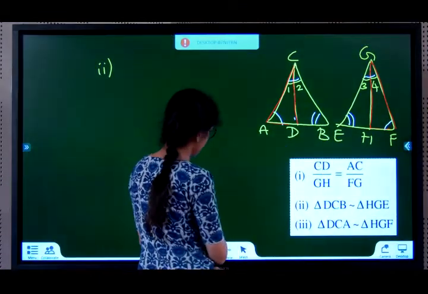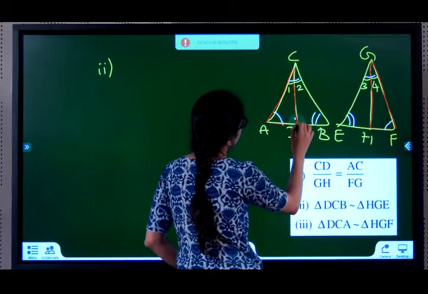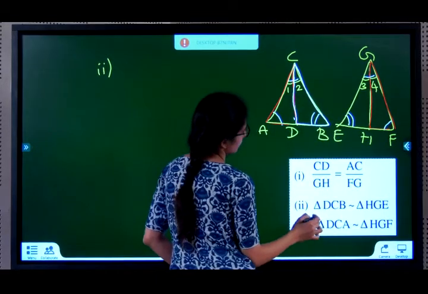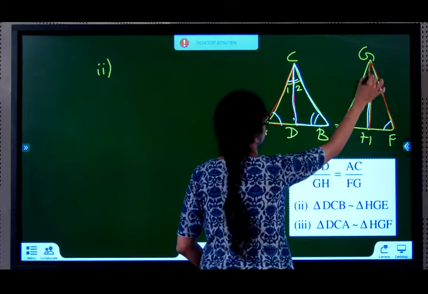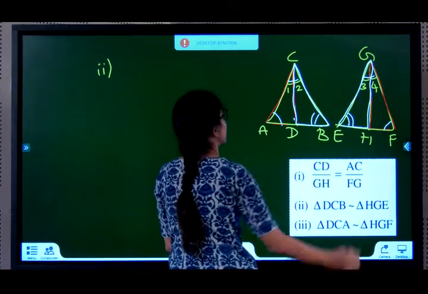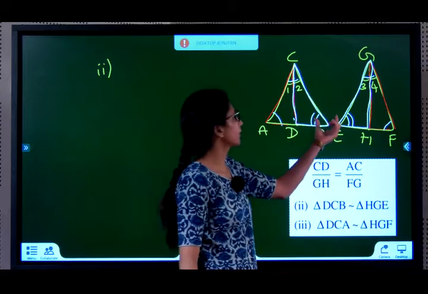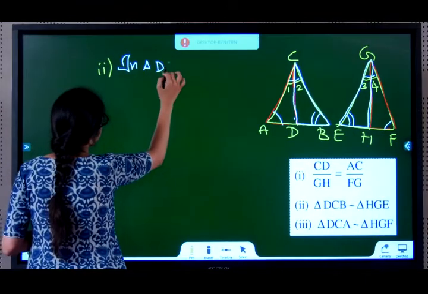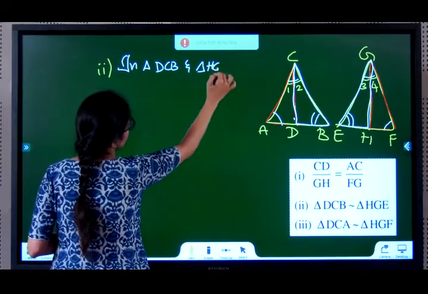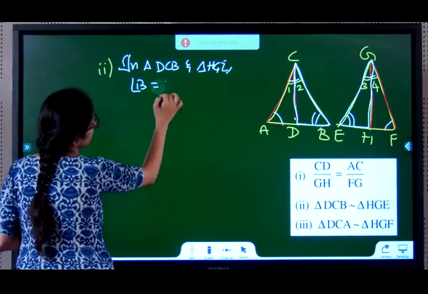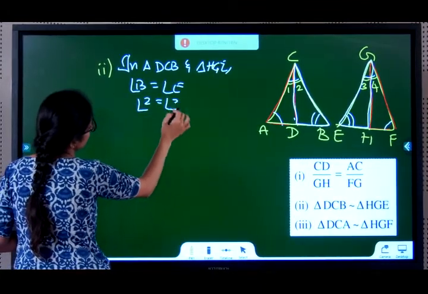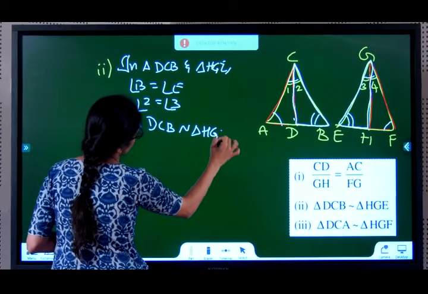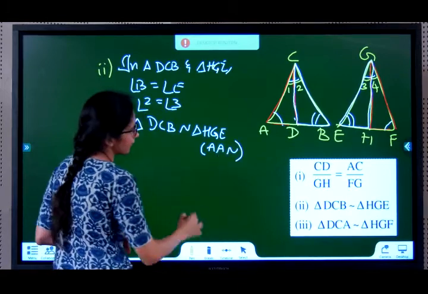So DCB is similar to HGE. Same type? Yes. You have these two angles equal, you have these two angles equal. So be quick. In triangle DCB and triangle HGE, angle B equals angle E proved, angle 2 equals angle 3 proved. Therefore, we can say triangle DCB is similar to triangle HGE. Reason being AA similarity criteria.